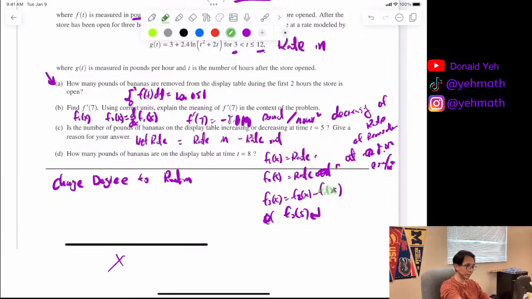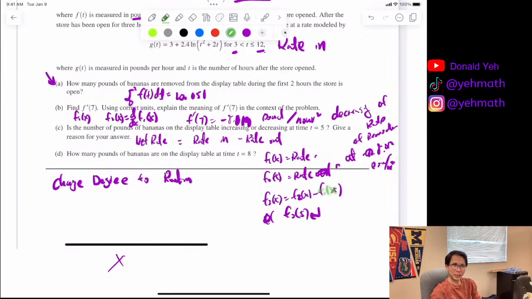Start with 50. Integral of the rate in minus the integral of the rate out. If you did the other stuff, it should be cool. Just make sure to add the 50. Yeah, it should be 23.347. Oh, you gotta do 50 plus, because the 50 is the original amount of bananas out there.